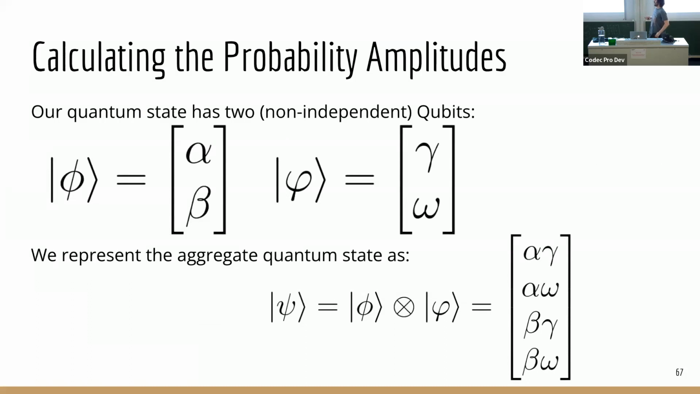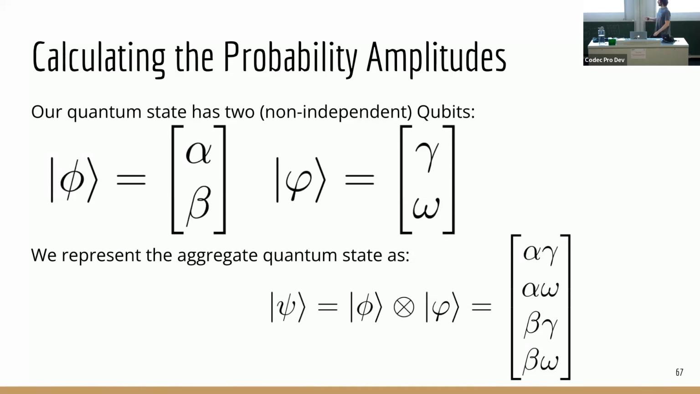I want to dive a little bit more deeply into how we would determine these probability amplitudes for this aggregate quantum state. So we're still in the context that these particles are not interacting with one another. And so we have qubits with the probability amplitudes here of alpha and beta for our first qubit, and gamma and omega for our second qubit.